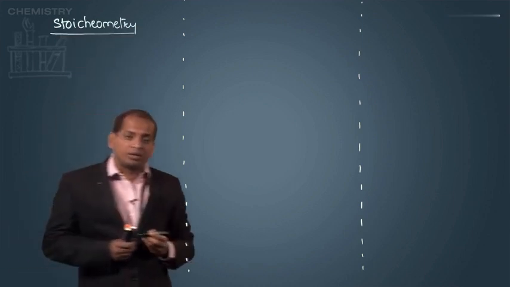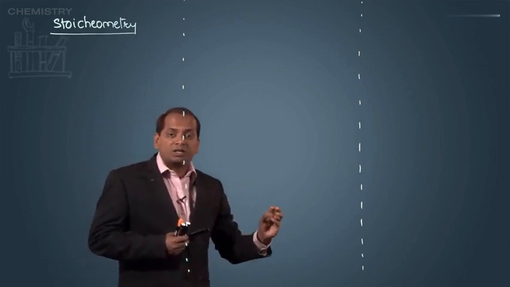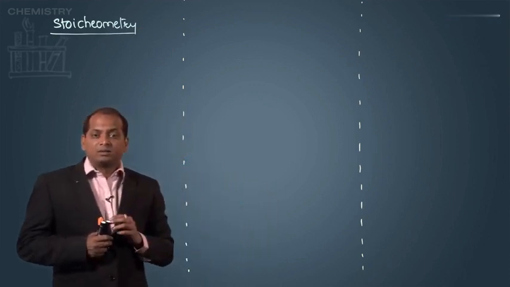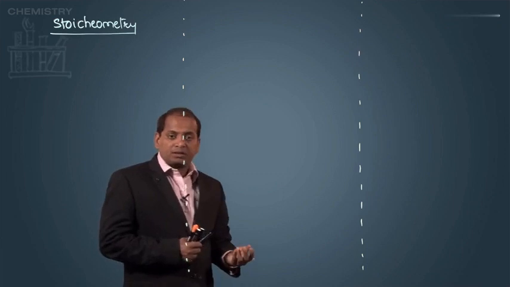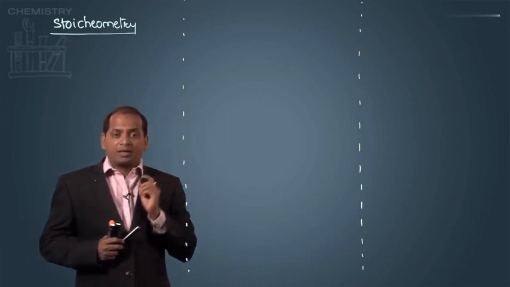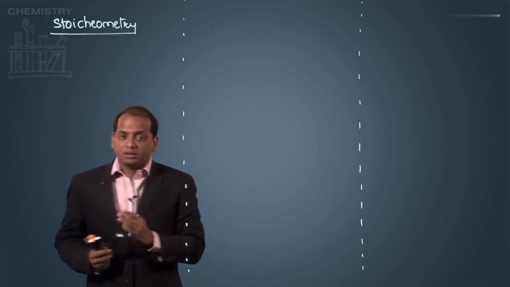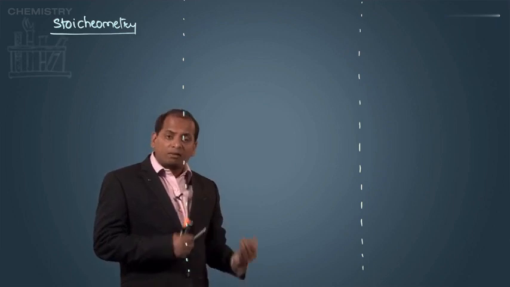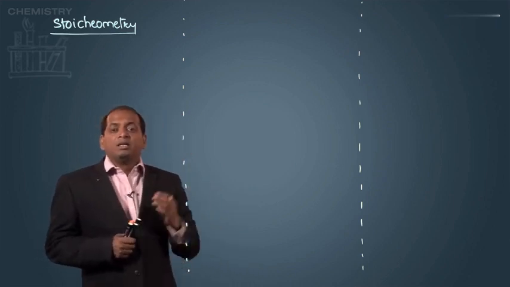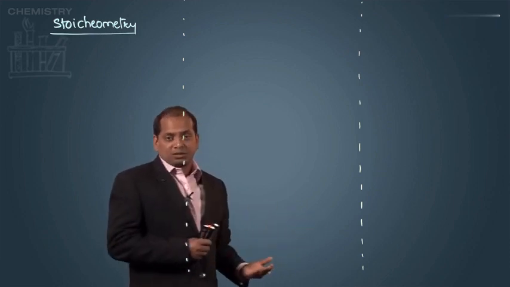Now, stoichiometry means what? Stoichiometry means quantitative measurements of reactants and products. It deals with the amount of substance which we are taking, the determination of various masses, molar mass, atomic mass, equivalent mass, and the various reactions or various analytical processes.